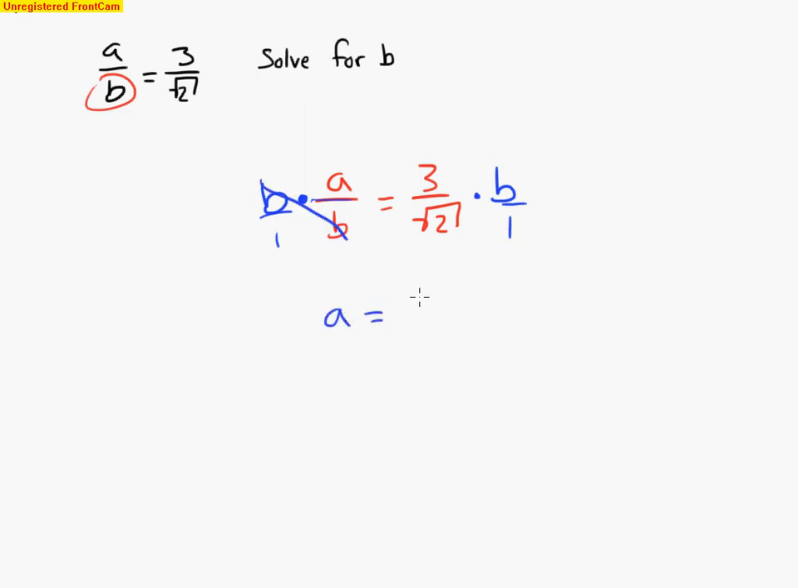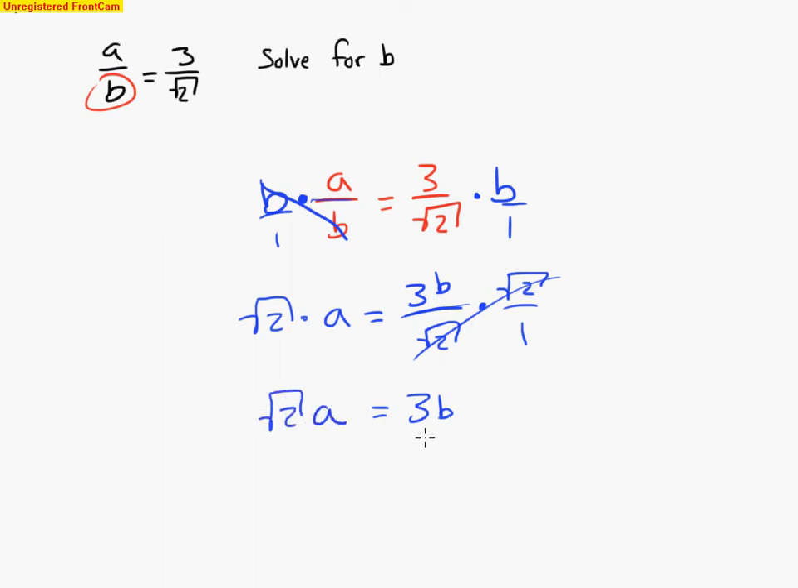Then I'm going to get a equals 3, and who's upstairs? This b. And who's downstairs? Oh, the square root 2. Now, I'm not done. I just solved this for a, not what I wanted. I want to solve for b. So let's go ahead and do the next thing I need to do, which is get rid of this divides by 2. And I'm going to do that the same way. I'm going to multiply by square root 2. This crosses out. I get 3b, and I'm getting closer. Square root 2 times a. Final step, divide by 3, divide by 3, cross out. I get b equals square root 2 times a over 3.